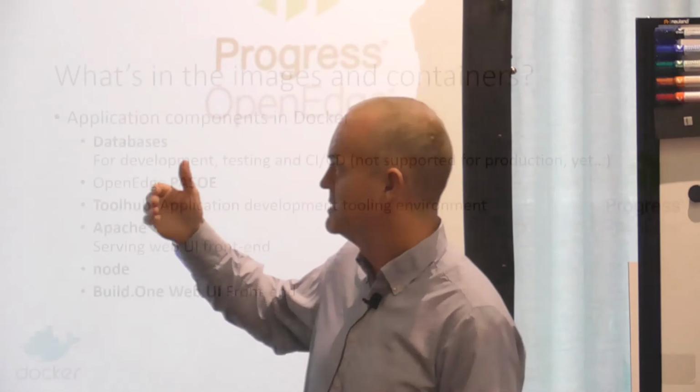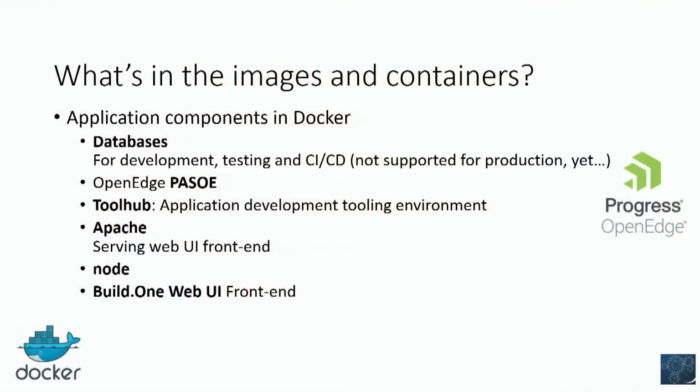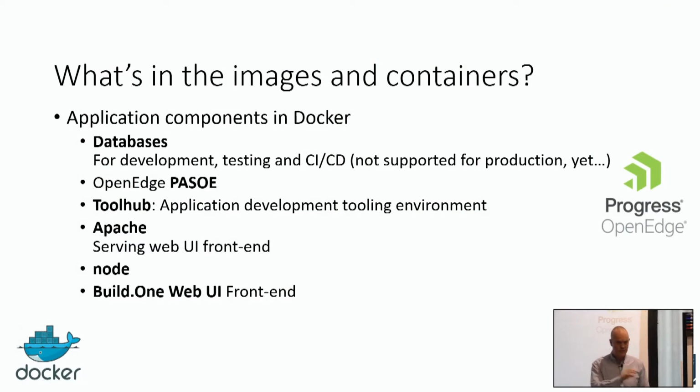So we put things like databases, OpenEdge PASOE, Tool Hub, which is a tool that's part of the Build.One environment for running and compiling and building and packaging and doing a lot of stuff on the back end of the application environment. Apache, which is the part of the front end component. There's a Node component, and then there's the actual web UI also. So we've got lots of different components that we put together here.